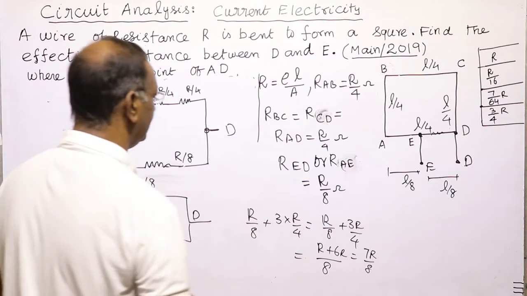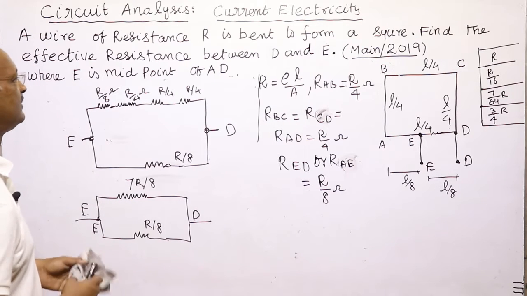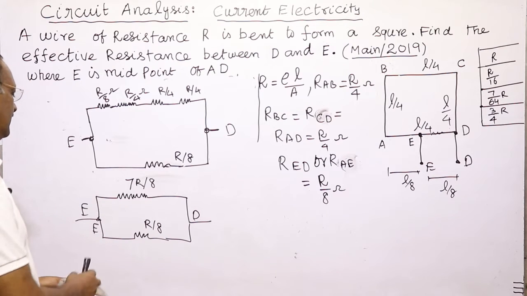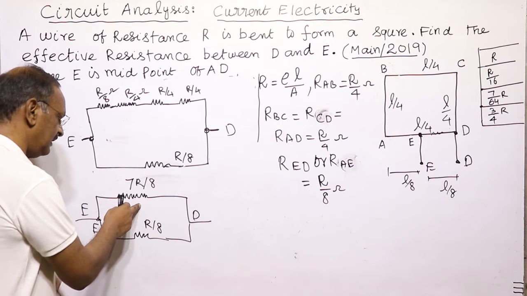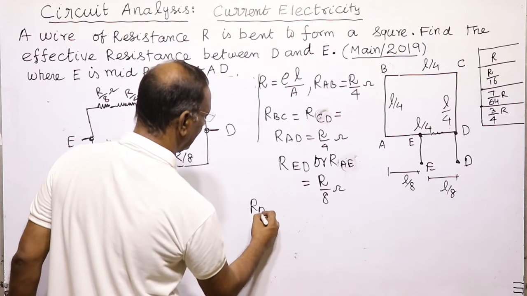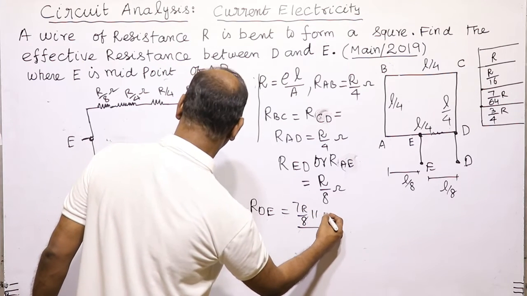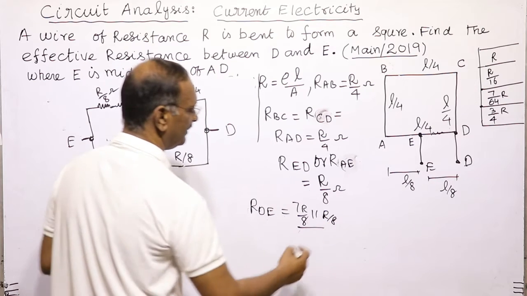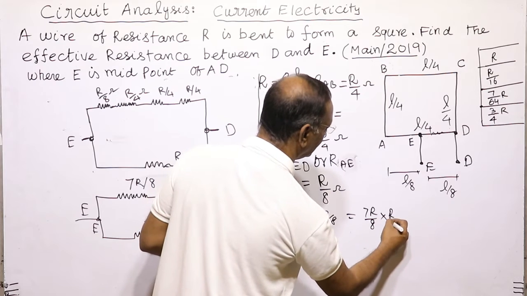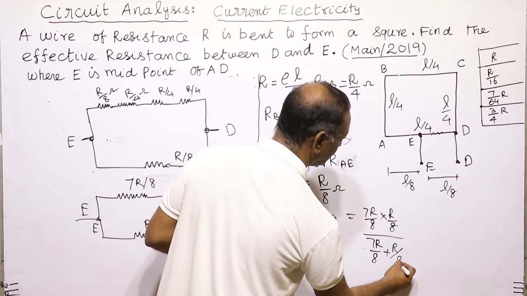Now we have to find out the effective resistance between D and E. Between D and E there are 2 resistors in parallel. Therefore R between D and E is equal to 7R by 8 parallel to R by 8. So we can write it as R1 R2, 7R by 8 into R by 8, divided by 7R by 8 plus R by 8, the parallel circuit formula.